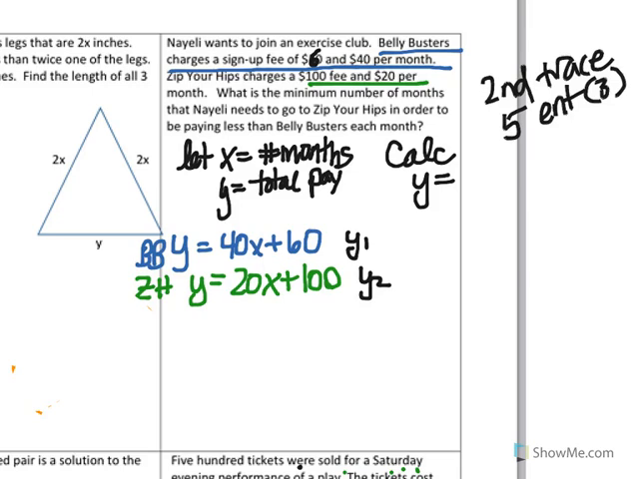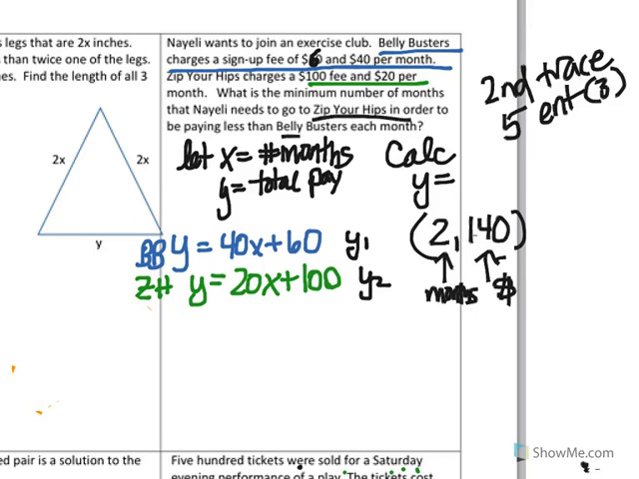Okay, so let's go back to the question. So that intersection was 2, 140. So that means after 2 months of doing the exercise clubs, that's when the price will be the same. So this is months. Remember, X was months and 140 was the money. But that's not what the question asks. It says, when will Zip Your Hips be less than Belly Busters?